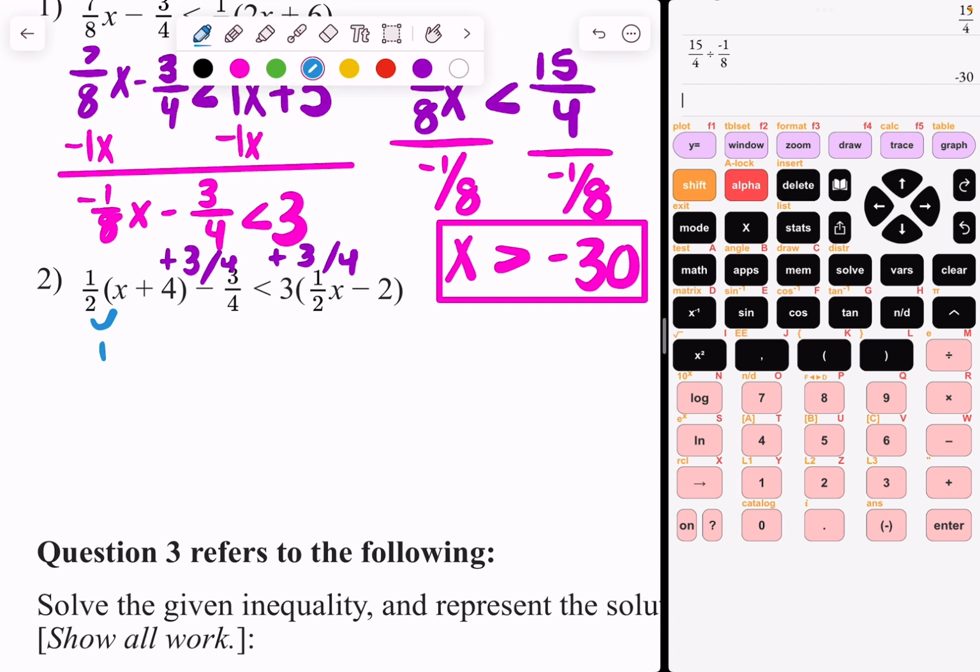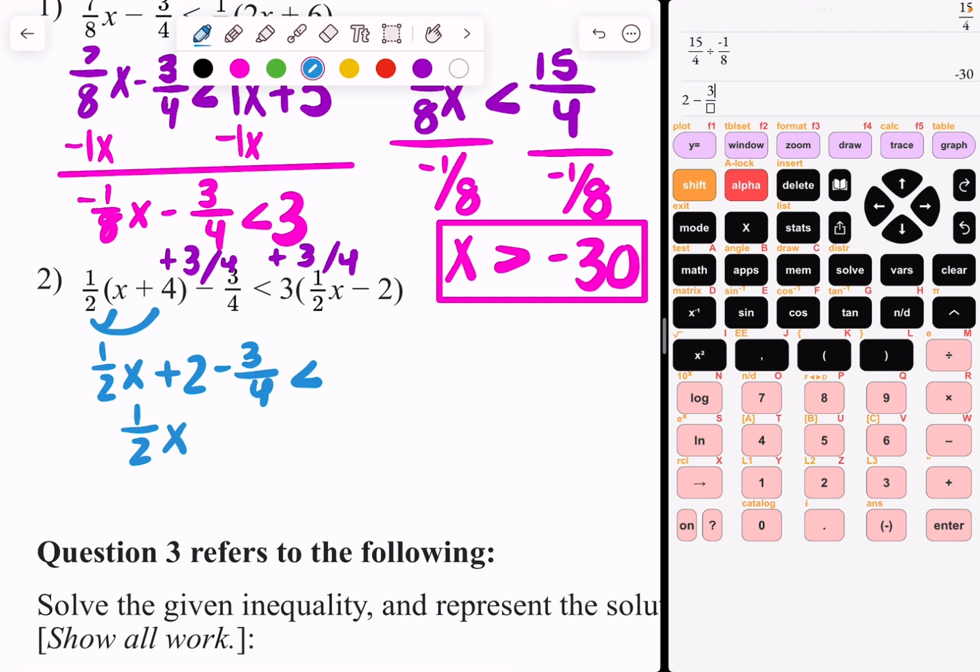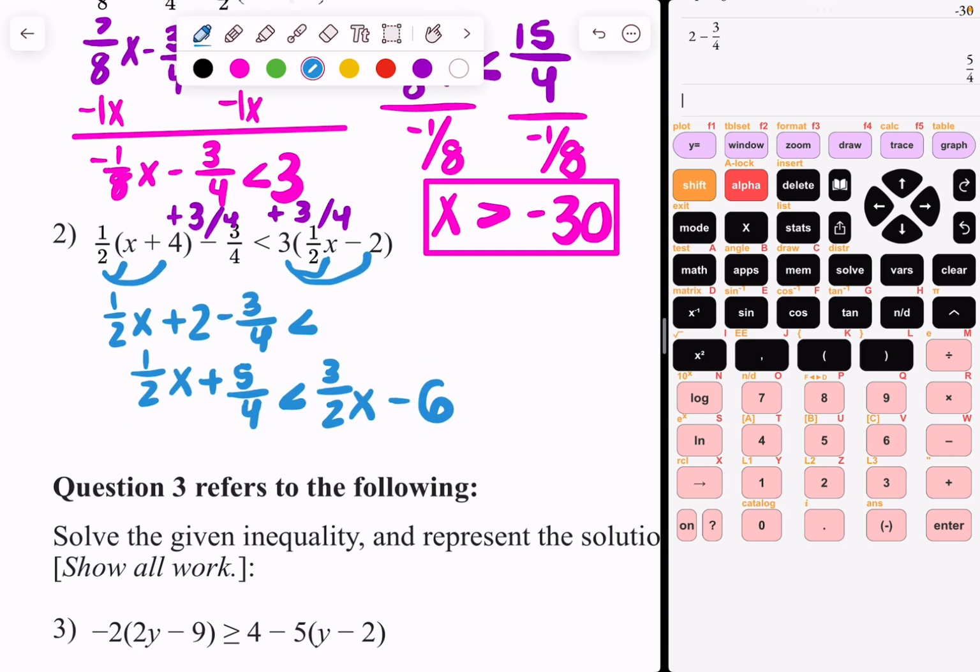All right. Number 2, same exact concept, just more fractions. 1/2 times x is 1/2 x. 1/2 times 4 is 2 minus 3/4. Before I move on to the next side, I want to combine like terms. There's no other x term, but I do have the 2 minus 3/4, which gets me 5/4 is less than 3 times 1/2 x is 3/2x, and 3 times -2 is -6.